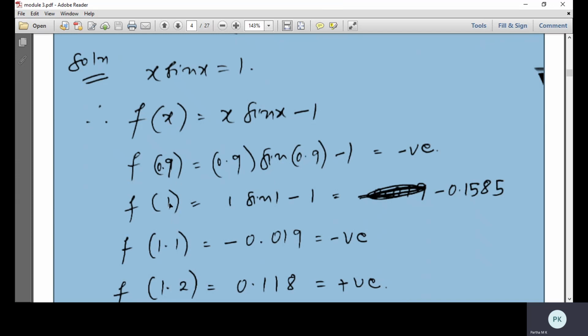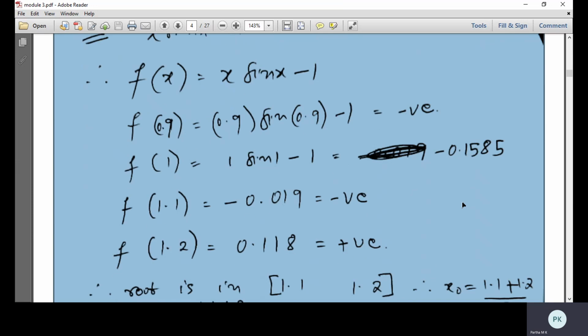Next, let us see, put x is equal to 1. If I put x is equal to 1, 1 sin 1 minus 1. You are getting a negative value, minus 0.1585. Next, put x is equal to 1.1. 1.1 sin of 1.1 minus 1. What is the value? Negative, minus 0.019. So negative value here, here also negative, here also negative.